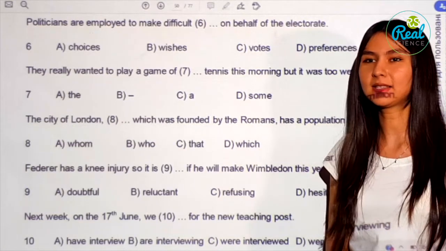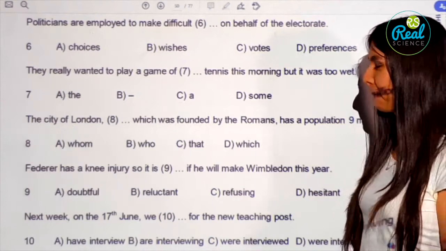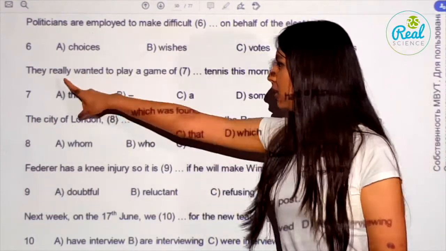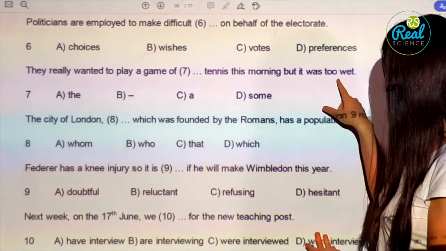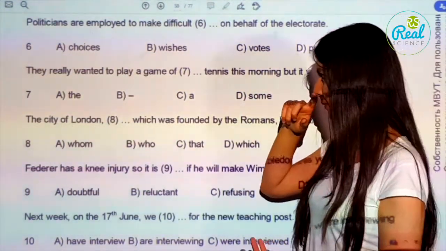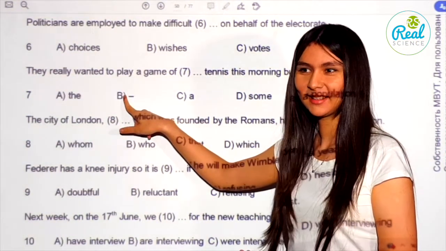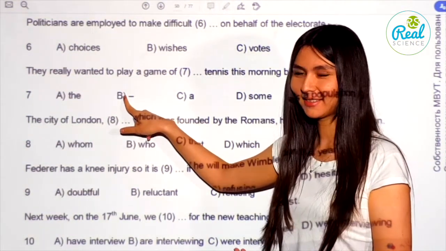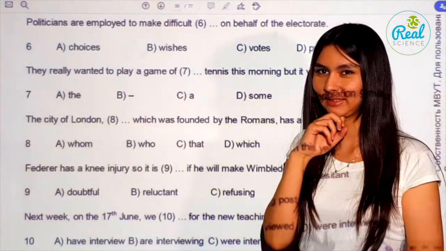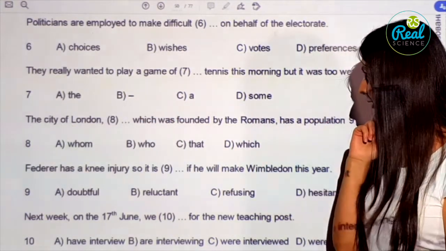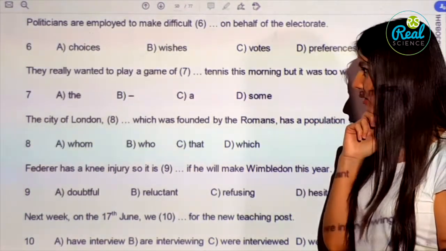They really wanted to play a game of tennis this morning, but it was too wet. Here, guys, you put what? B? Yes. Are you correct? Because with the sport, we don't use the article at all. It's zero article before sports. Maybe C or B.